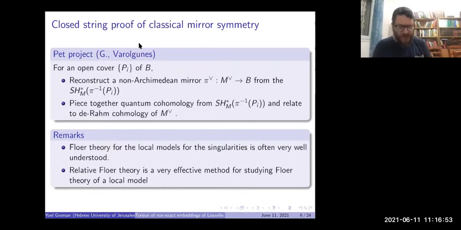So this is what we have, what's in the back of our minds when we're trying to study this question. We have a local model, and we're trying to compare the local model inside some manifold M to the bare local model.